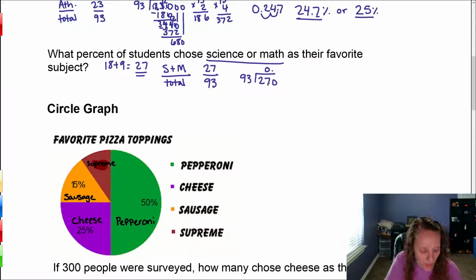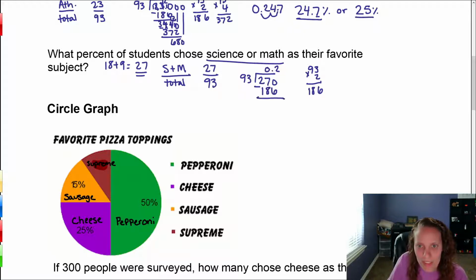93 will go into 270 two times. So let's try 93 times 2. 3 times 2 is 6. And then 9 times 2 is 18. So we'll subtract 186. Borrow from the 7, make it a 6. 10 minus 6 is 4. Borrow from the 2, make it a 1. This is now 16 minus 8 is 8. And then 1 minus 1 is 0.